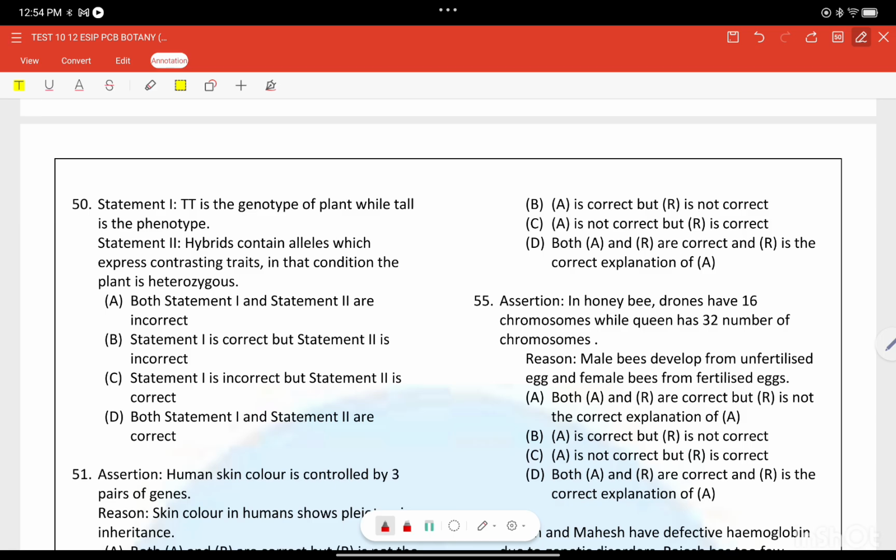Capital T is the genotype of plant, while tall is the phenotype. That is correct. The hybrid contains alleles which express contrasting traits. In that condition, the plant is heterozygous. That is also a correct statement.